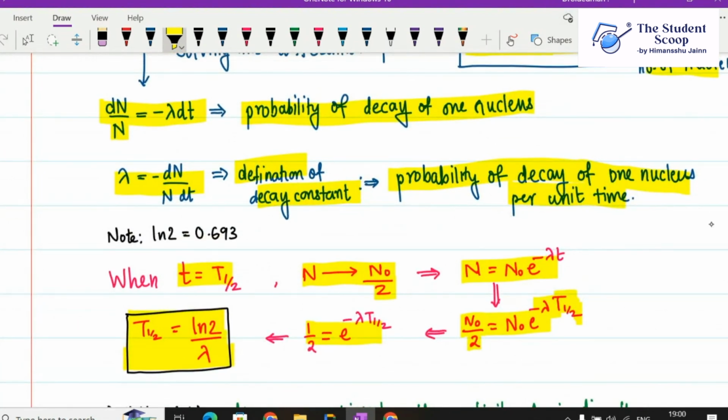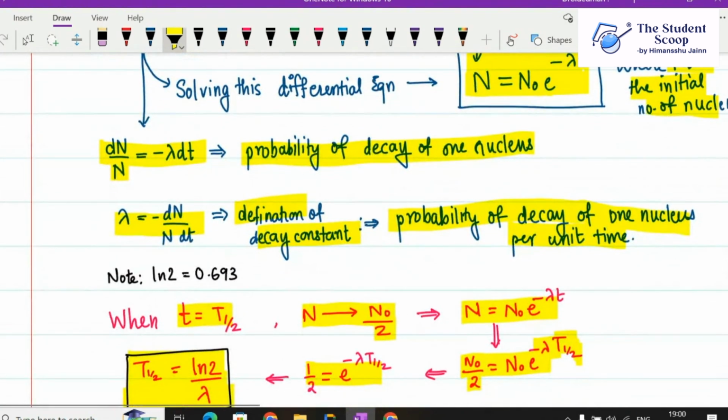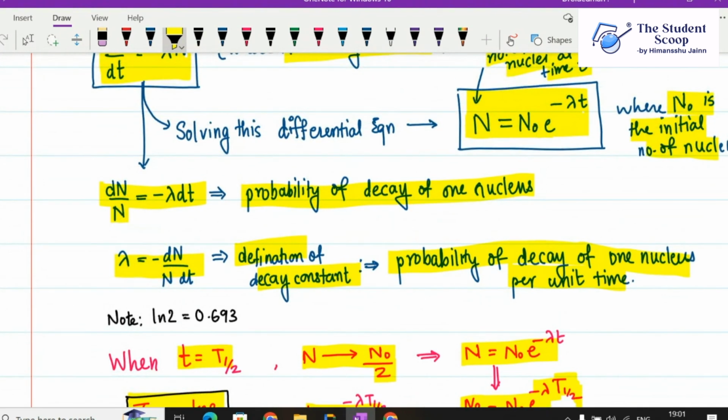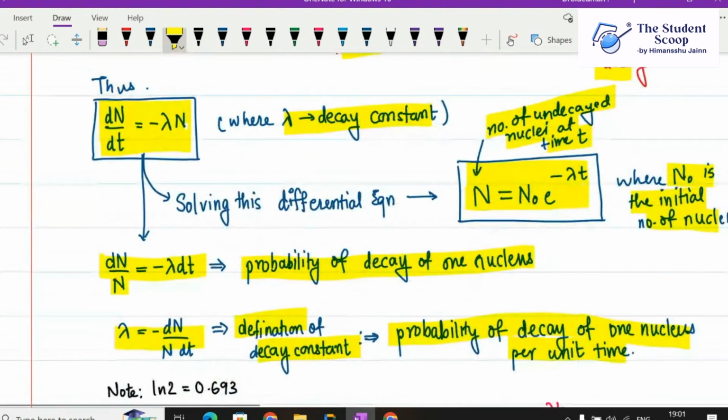So this is the formula that we get: N is equal to N naught e raised to minus lambda t. N naught is the initial number of nuclei. N is the number of nuclei that have not decayed at a given time t. So at a particular time t, if you want to know how many nuclei are remaining, it is given by this equation, where lambda is a constant.